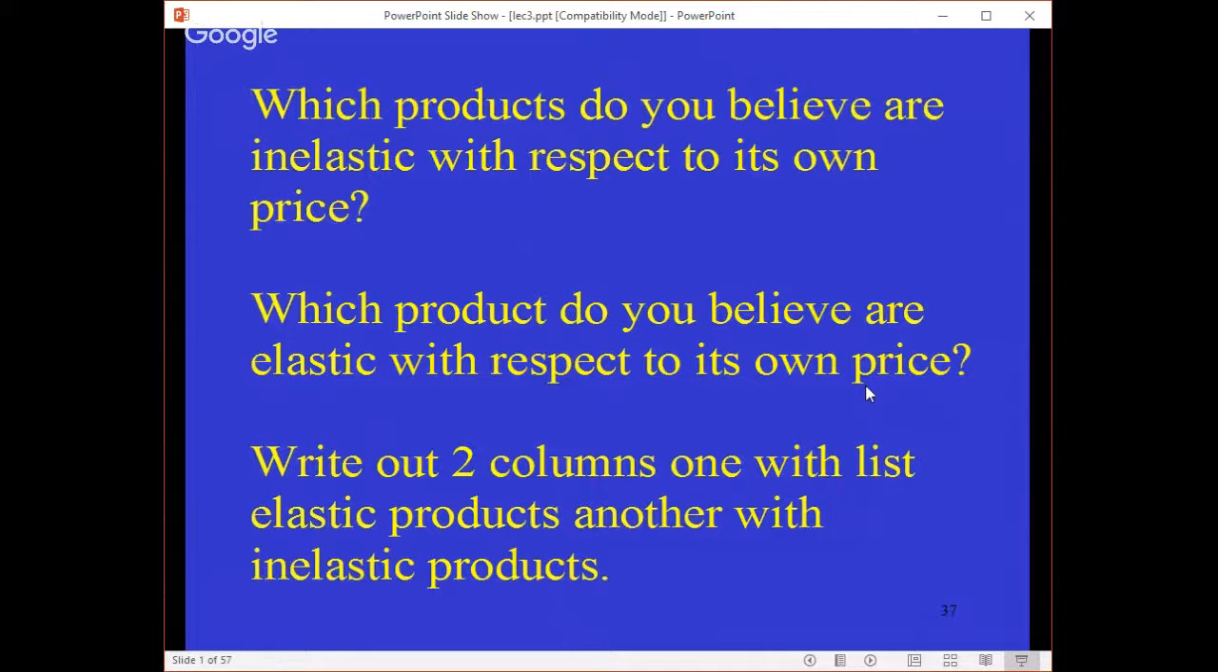What else do you think might be inelastic? Medicine, something like cancer medicine that you really need to survive. The price of that medicine is going to be very high. They can't raise the price forever, because at some point people can't afford it. But it's very inelastic. Yeah. What else?